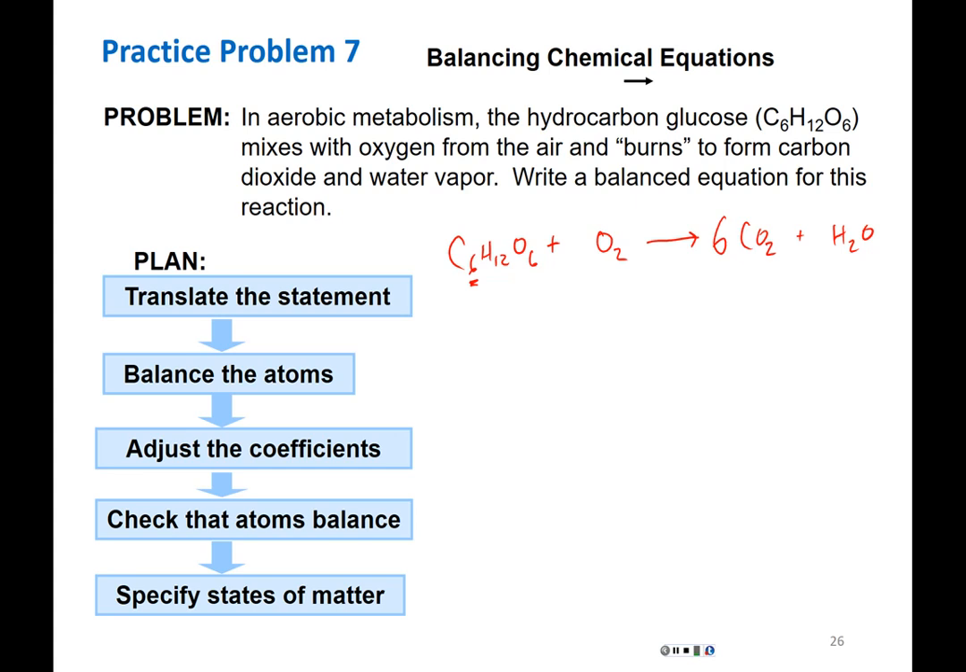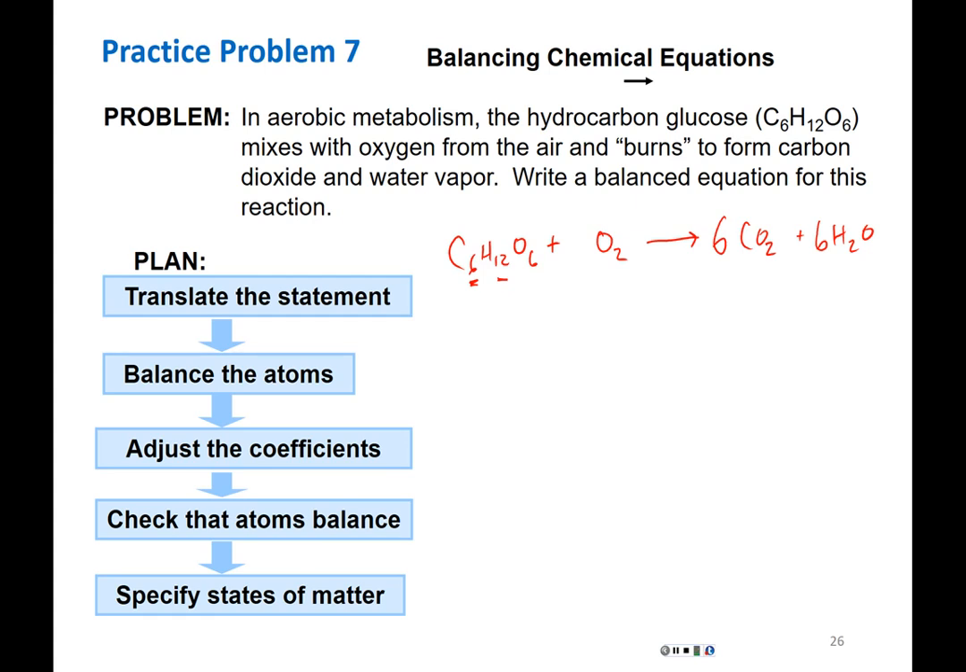Next, again not looking at oxygen, let's look at hydrogen. We have 12 hydrogens on the reactant side. To get 12 hydrogens on the product side, we'd have to write, again, a 6 out in front of H2O. 6 times 2 would get 12 hydrogens. So carbon and hydrogen are now balanced. The last thing we have to do is balance oxygen by writing a coefficient out in front of O2 on the reactant side.